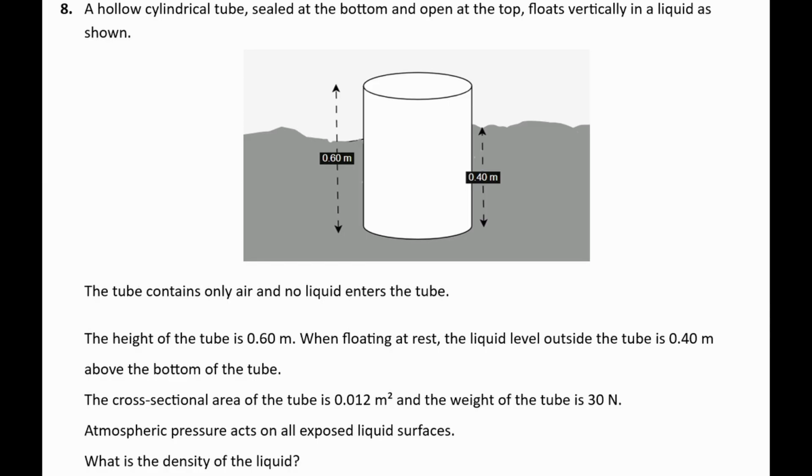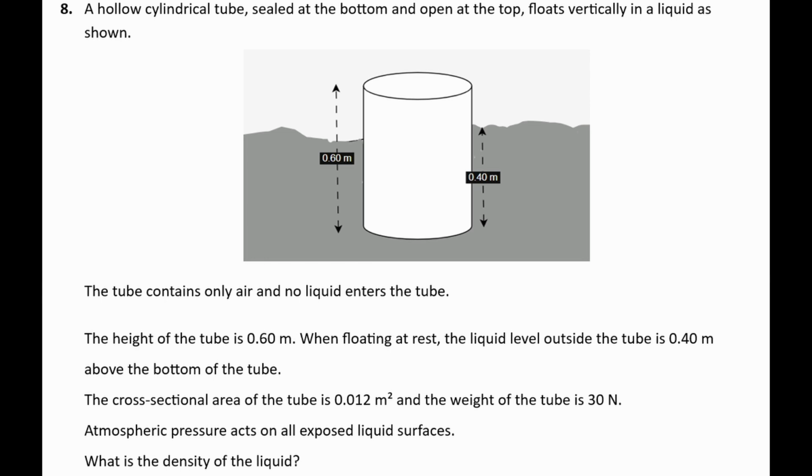Question 8. A hollow cylindrical tube, sealed at the bottom and open at the top, floats vertically in a liquid as shown. The tube contains only air, and no liquid enters the tube. The height of the tube is 0.60 meters. When floating at rest, the liquid level outside the tube is 0.40 meters above the bottom of the tube.